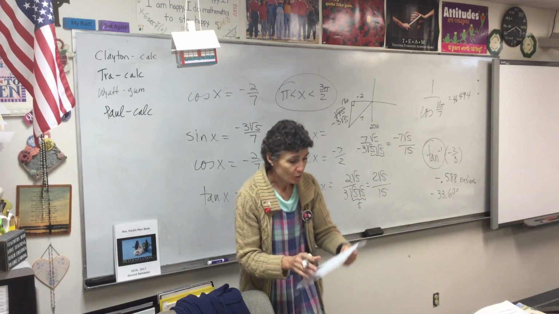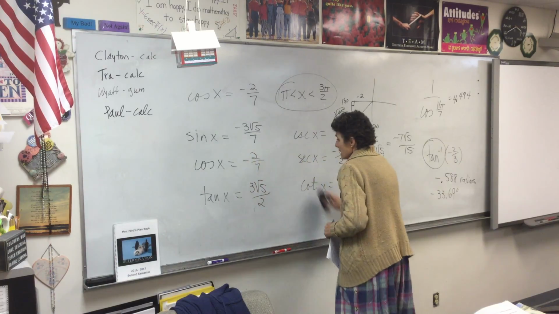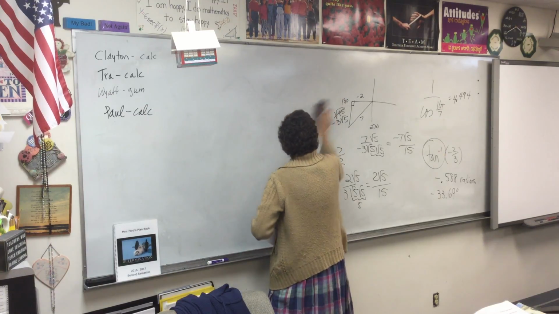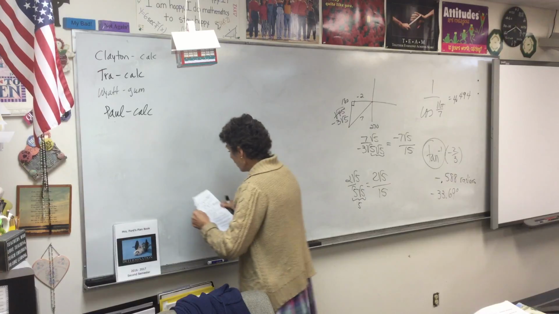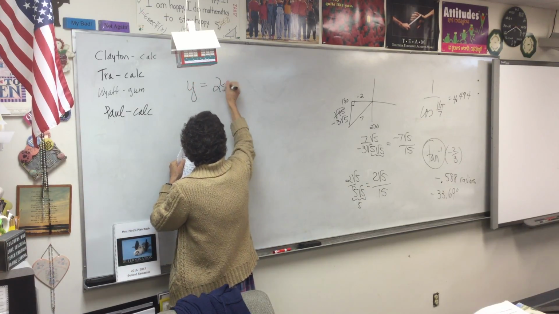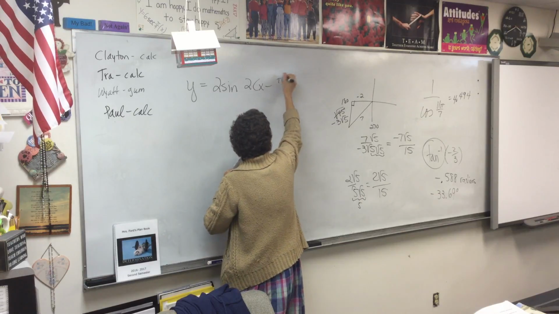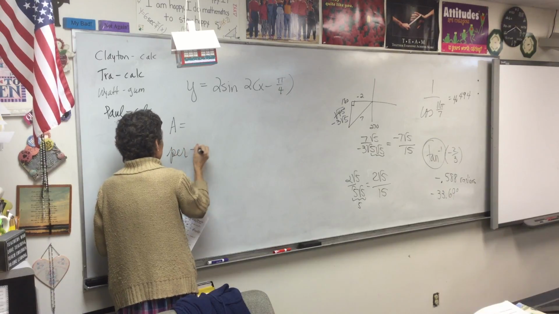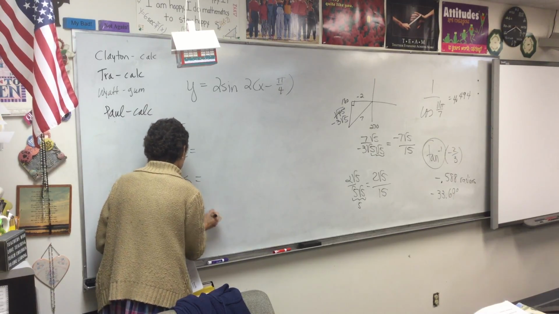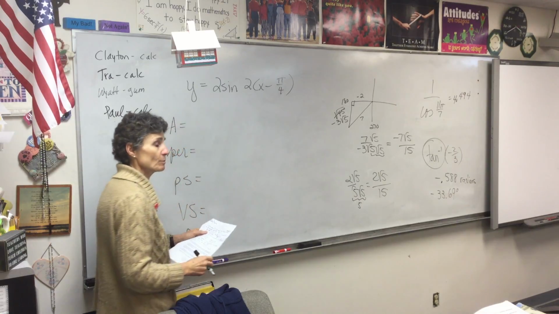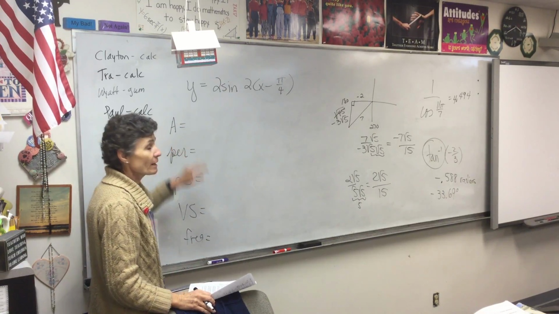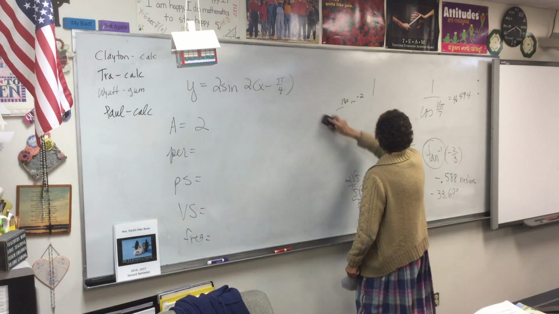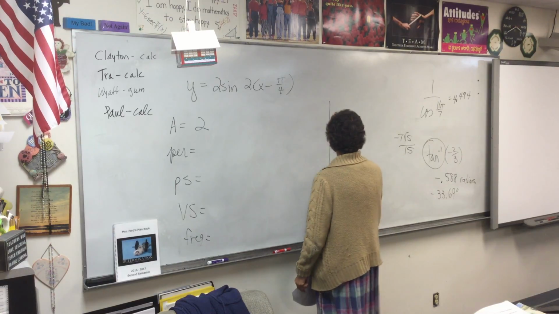Okay. Now, no calculator, and we're going to sketch. This is what we did at the beginning of the period, but at the beginning of the period we were going backwards. We had the sketch. Now you are going to sketch it. All the numbers are there, so you can see what your amplitude, period, phase shift, vertical shift, and frequency are. What's your amplitude? 2, which means when we get ready to graph it, we're going to go up and down 2.